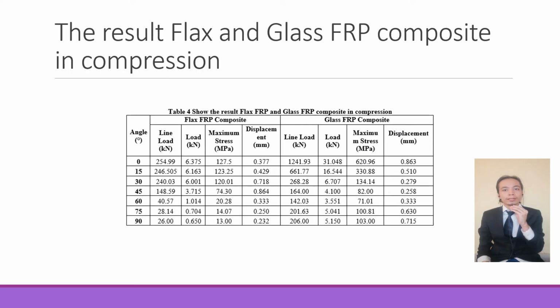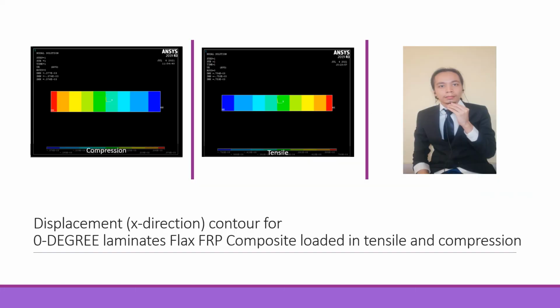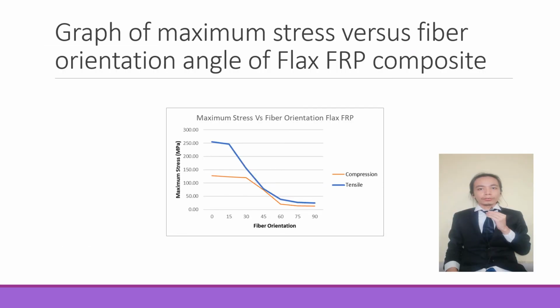This table shows the result for flax and glass compressions with different orientations from 0 until 90 degrees. This table shows the result for flax and glass tensions with different orientations from 0 until 90 degrees. This is an example of the displacement in the x direction contour for 0 degree laminate flax FRP composites. On the left shows the compression and on the right shows the tension. The MX shows the maximum of the displacement. From this graph, the results for compressions and tensions are decreasing.